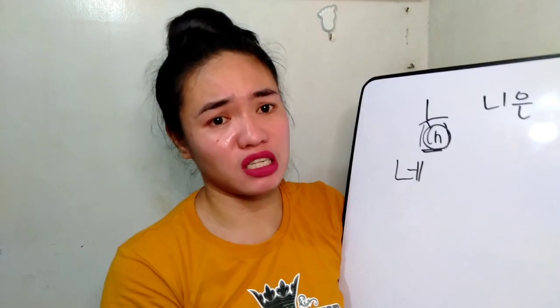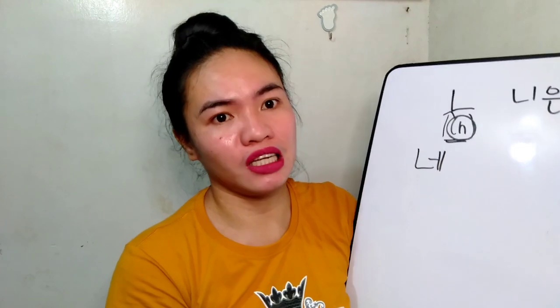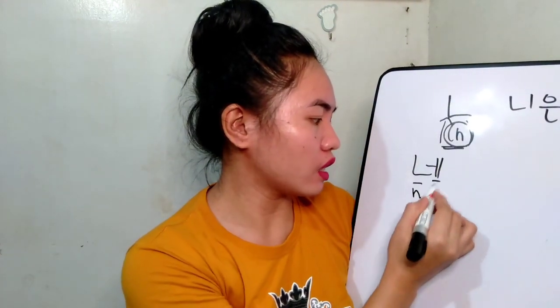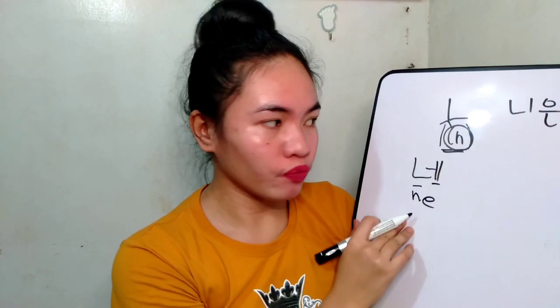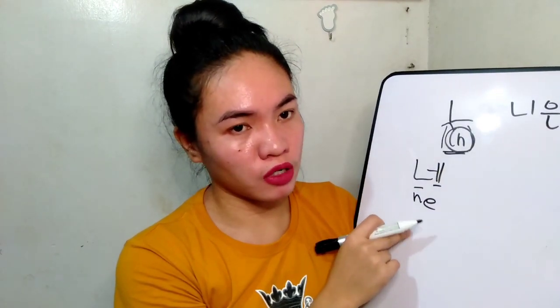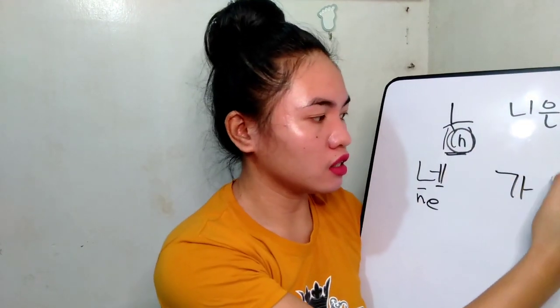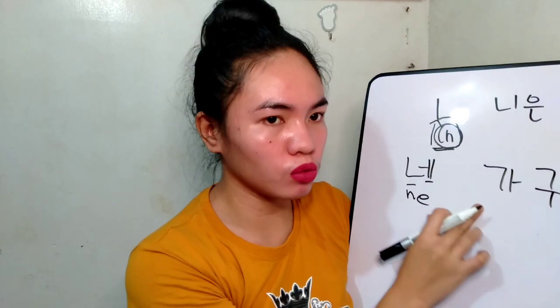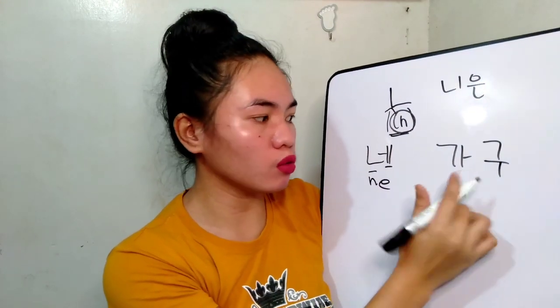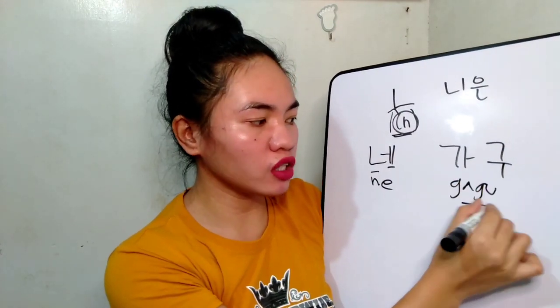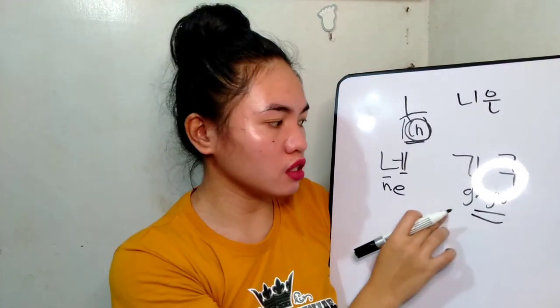Ano ba yung romanizations na sinasabi ko? Kung paano siya isulat in English. For example, this one, N and E. Okay? So, wag kayo ma-confuse. Okay? So, just like yung example natin kanina. This one. Ay, kagu. Diba? Kagu. Bakit yung romanization in Google is ganito siya.